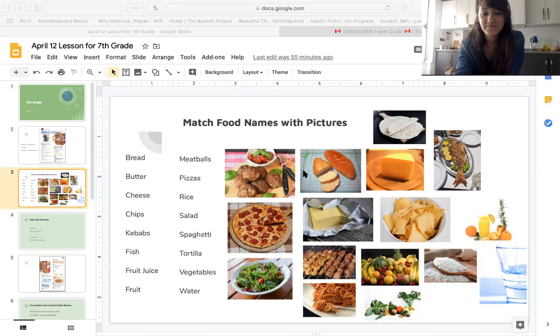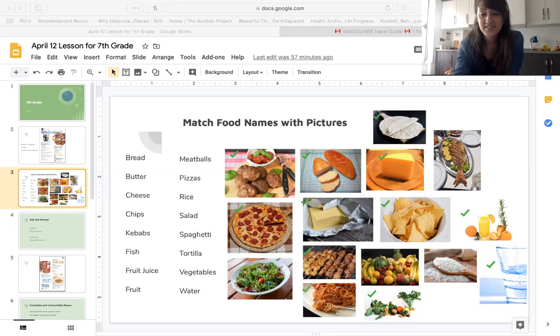What is this? Bread. What is this? Chips. What is this? Butter. What are these? Meatballs. What is this? Vegetables. What is this? Water. What is this? Cheese. What are these? Kebabs. What is this? Pizza. What is this? Spaghetti. What is this? Fruit juice.